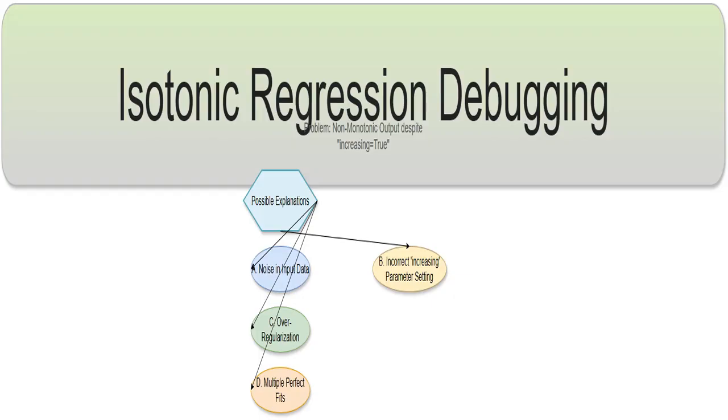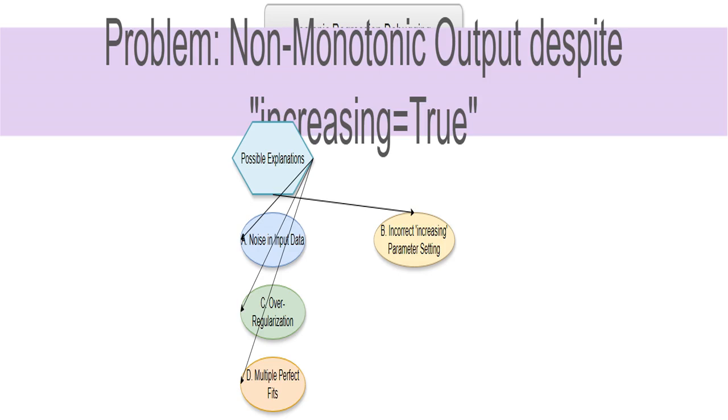I'm debugging an isotonic regression model. Isotonic regression is a method to fit a monotonically increasing or decreasing function to data. Debugging means figuring out why the model isn't working as expected. In this case, my model's output isn't strictly increasing, even though I told it to be. My isotonic regression model in scikit-learn isn't producing a strictly increasing output. This is unexpected because I explicitly set the increasing parameter to true. I need to find out why.